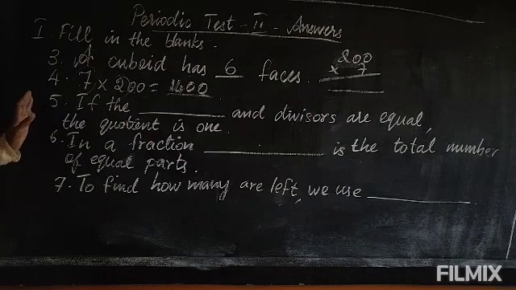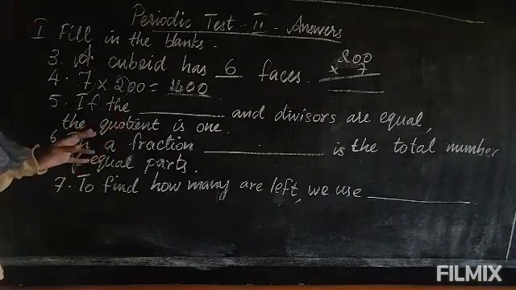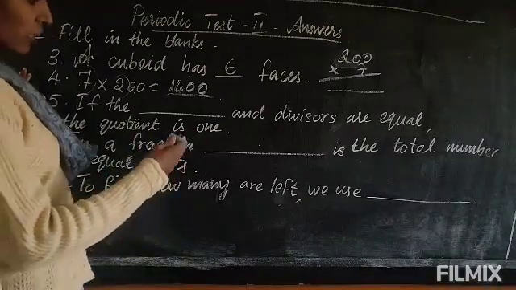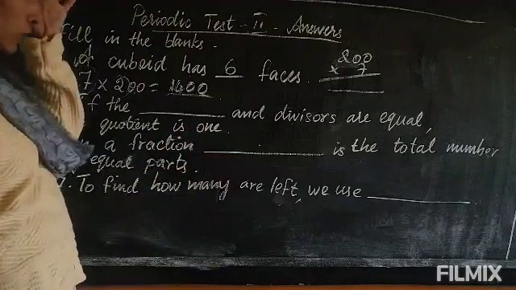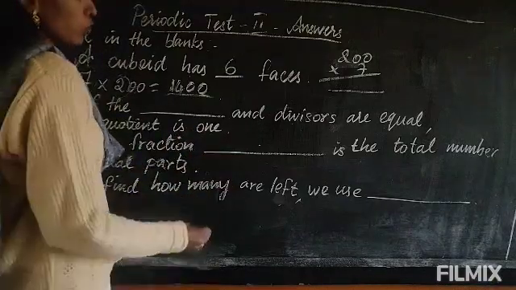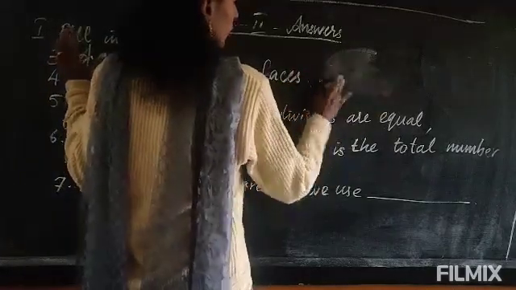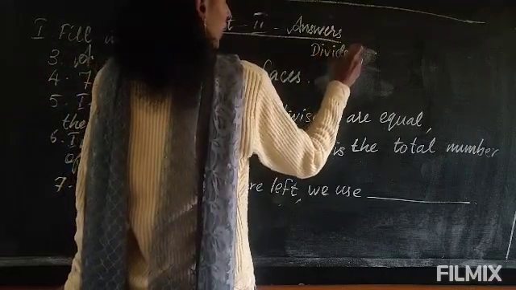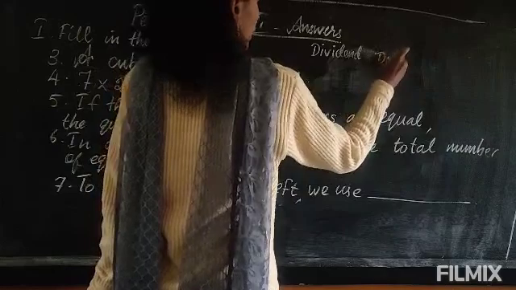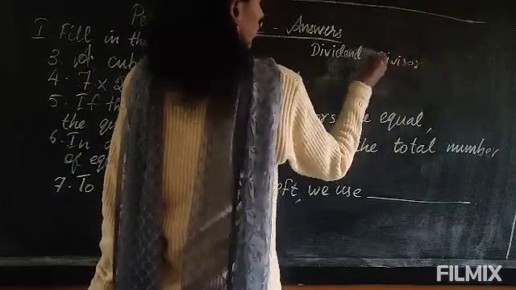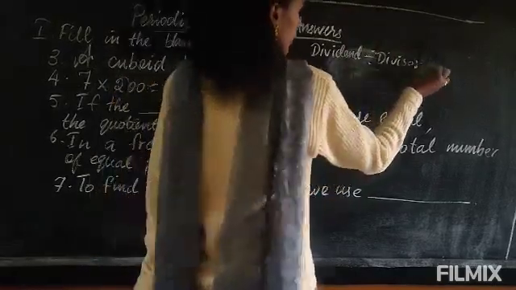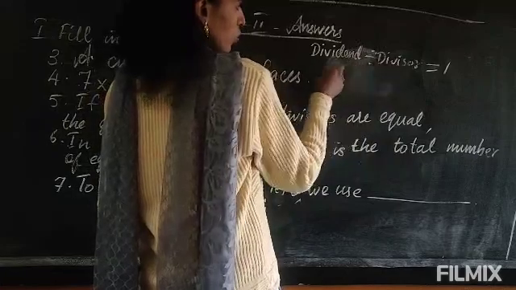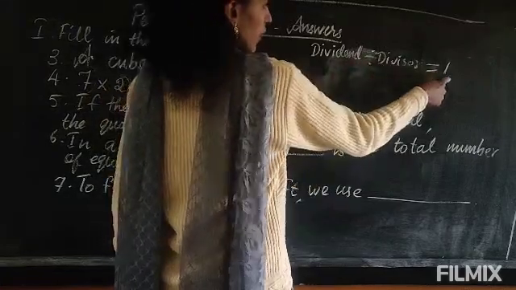Again, first one, if the dash and divisor are equal, the quotient is 1. So in division, when dash and divisor are equal, the quotient is 1. So to get the quotient 1, what should be there? In division you already learned. The number we are dividing is called the dividend. And the number by which we divide is called the divisor. So these two numbers we divide and you have to get the quotient 1. So these two should be equal, then only you will get 1.